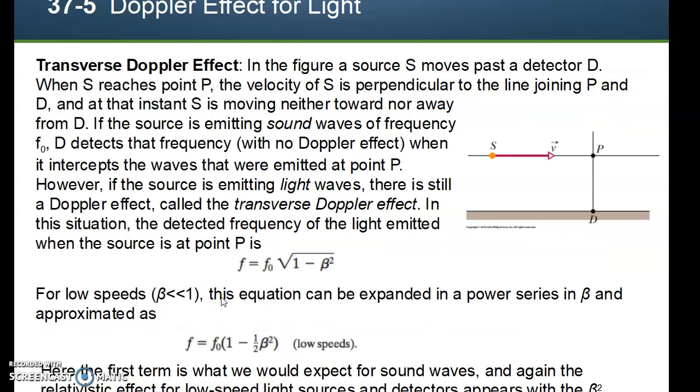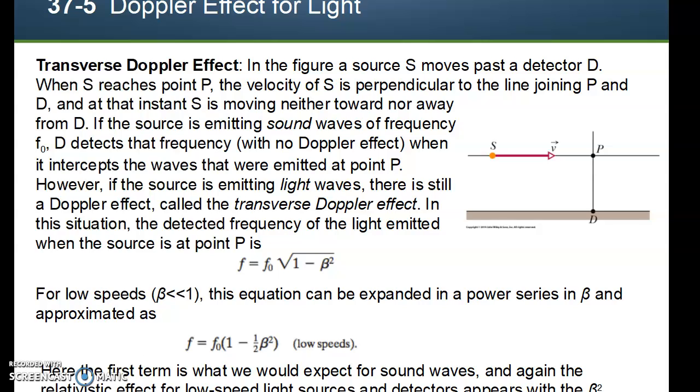Okay, so the transverse Doppler effect. In this figure, a source S is moving past the detector D. When S reaches point P, the velocity of S is perpendicular to the line joining P and D. At that instant, S is moving neither toward nor away from D. If the source is emitting sound waves of frequency f0, D detects the frequency with no Doppler effect when it intercepts the waves that were emitted at point P. However, if the source is emitting light waves, there is still a Doppler effect called the transverse Doppler effect.